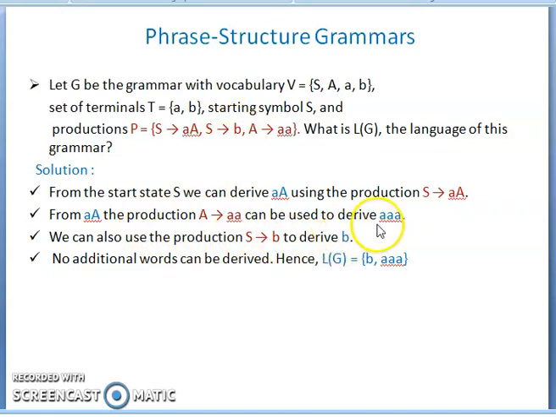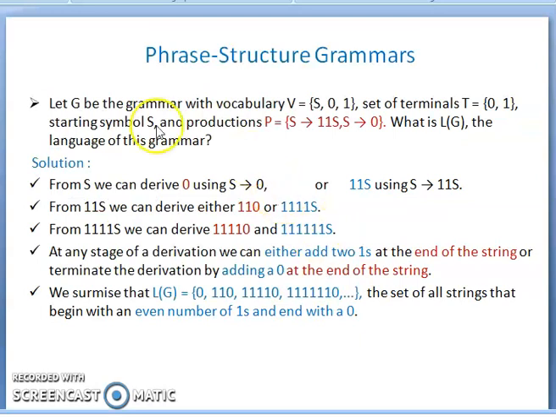So finally you derive only two things: one is the small b and the second one is the three small a's. No additional words can be derived. Hence the language has the two words: one is the small b and the second one is the three small a's.